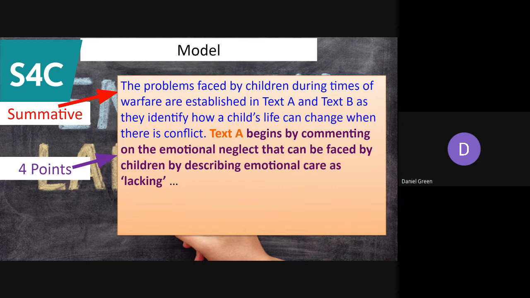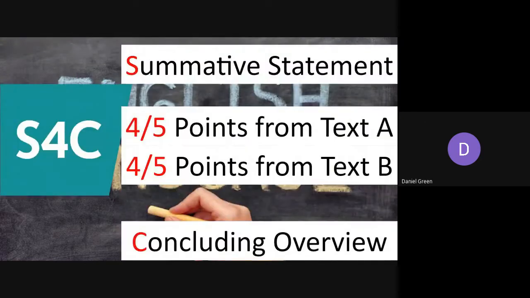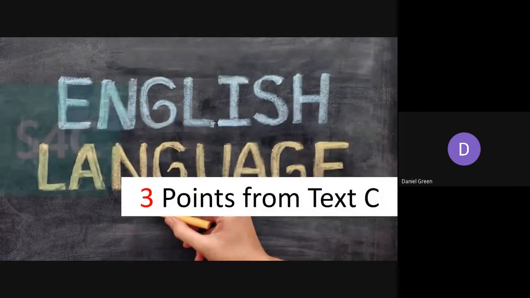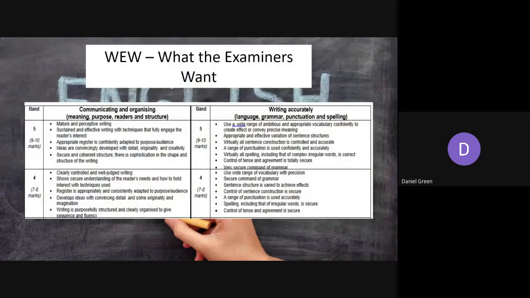Okay. Make sure you do that for each text. Don't just do one text. Don't overdo one text and underdo a different text. Make sure they're quite balanced. And that is pretty much how you answer a synthesis question. So always remember S4C: summative statement, 4 points, 4 points, concluding overview. Okay, overview, sorry.